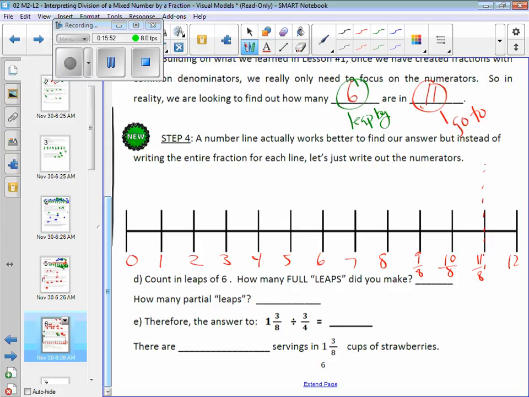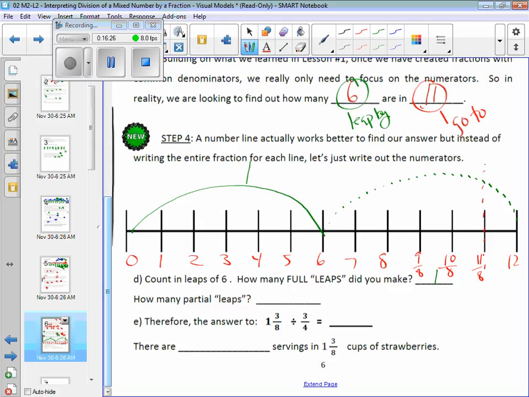Do I have one full leap? I do. I'm good. There's one. Do I have 2 full leaps? It's partially. Because to get from 6 to 12, I actually go past my go-to. So we have one full leap. And here comes the tricky part. How much of a partial leap is this? This is always the hardest part for students.